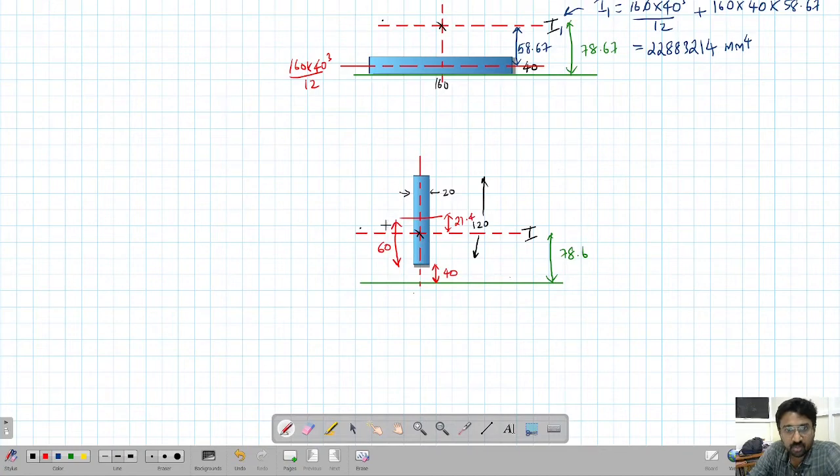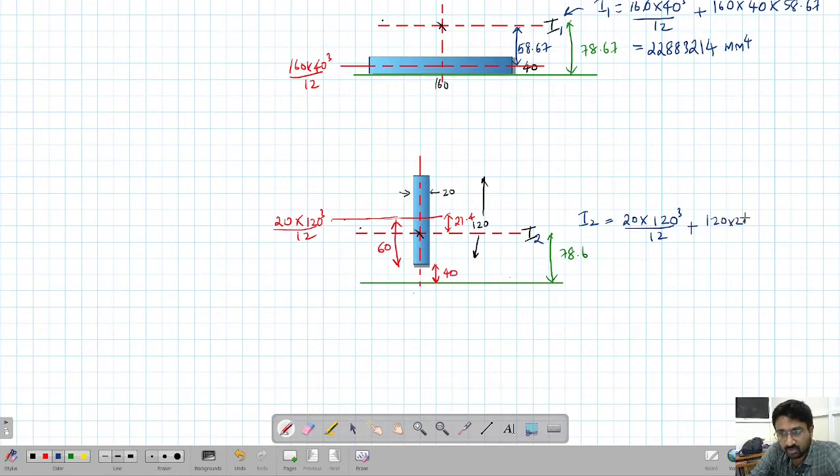21.4. Now, moment of inertia about its centroid, we know it is bd cube by 12. b is 20, d is 120, so 20 into 120 cube upon 12 is the moment of inertia about this point. Now the moment of inertia about this line, I'll call this I2. So I2 equals the moment of inertia about the centroid, that is 20 into 120 cube upon 12, plus area into h square.